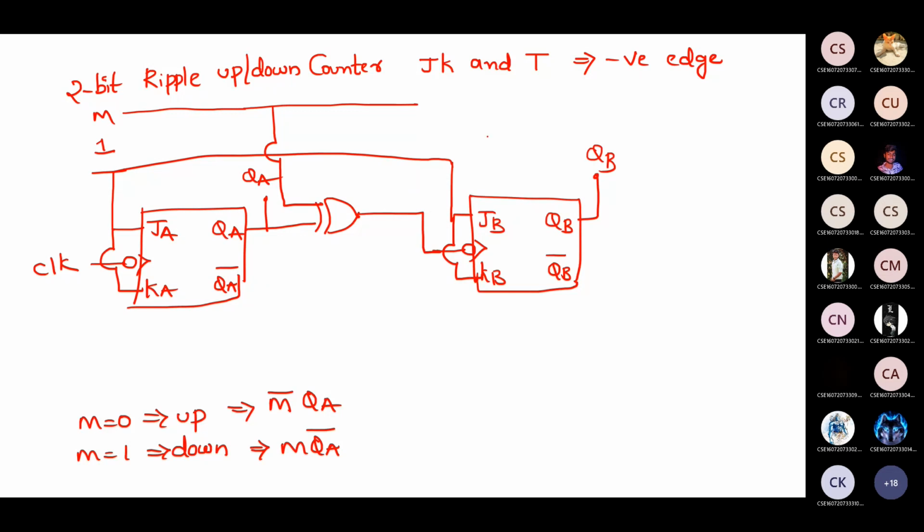And suppose if it is positive edge trigger, then you try for positive edge trigger and tell me. And this is not the default condition. You can take for M is equal to 1 up counting and M is equal to 0 down counting. But before doing anything, you write a note clearly that this is your assumption.